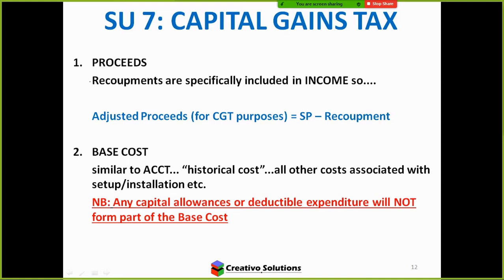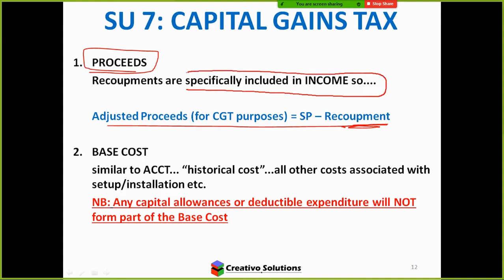To calculate the proceeds, you have to use this formula. You're going to include the selling price minus any recoupment. A recoupment is specifically included in income, so you can't include it twice. If the recoupment is part of income, a special inclusion, it must be taken out of the proceeds because if you don't, you're double accounting for it. Does that make sense? Yes.